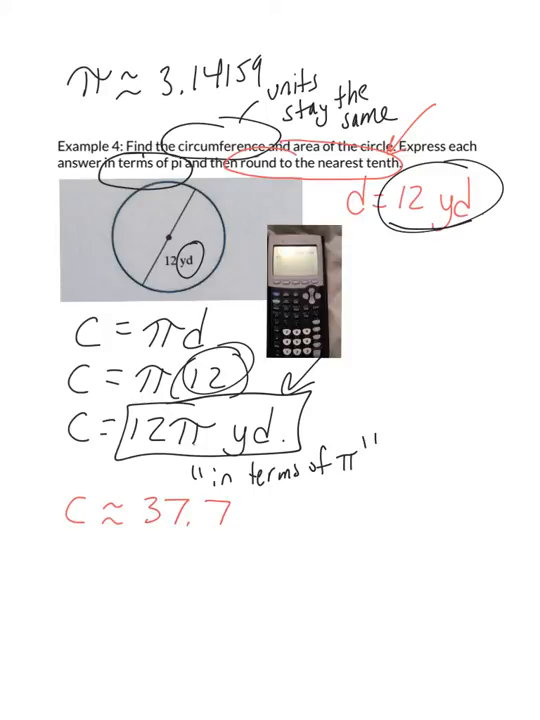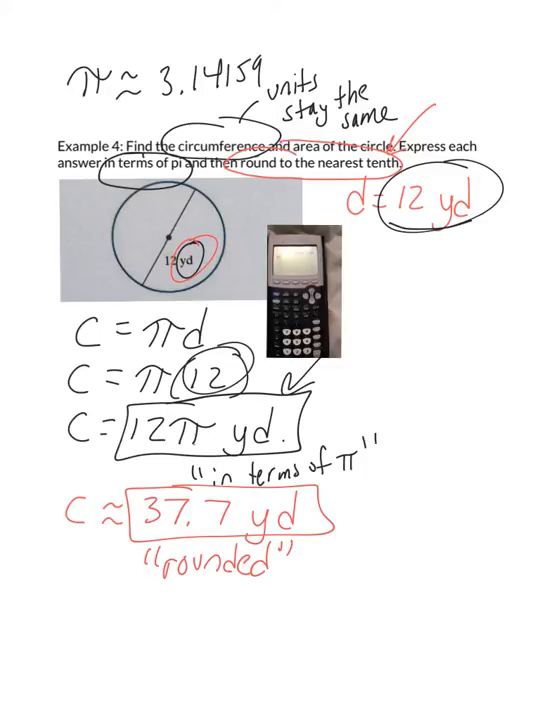And the units still stay the same because it's circumference, so I'm going to leave it as yards for now. So when it says rounded, it means use the pi button on the calculator. So we have the two ways of formatting the answer for circumference. So 2 answers down, 2 to go.